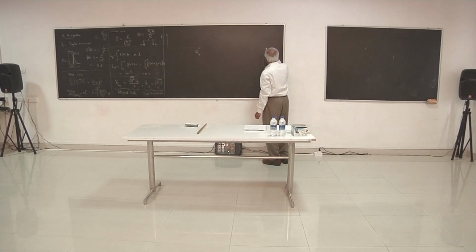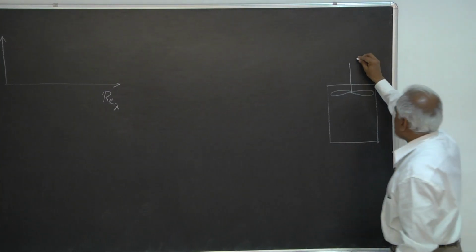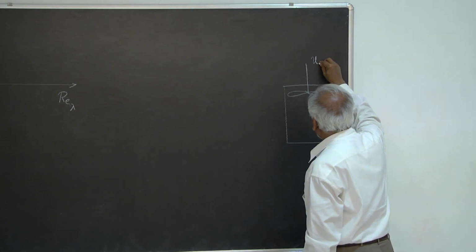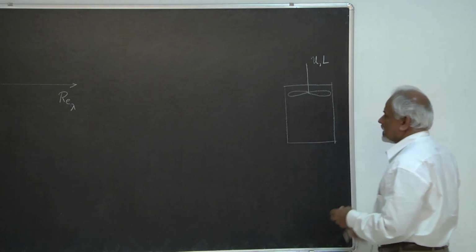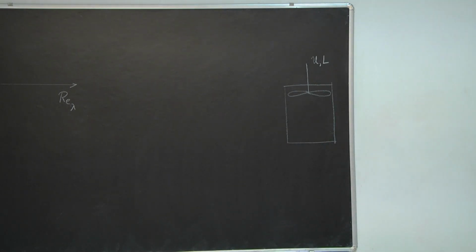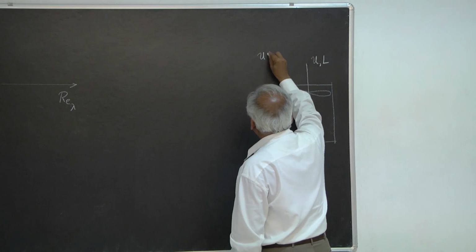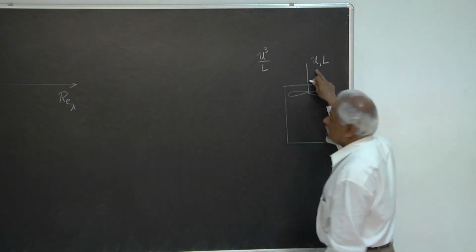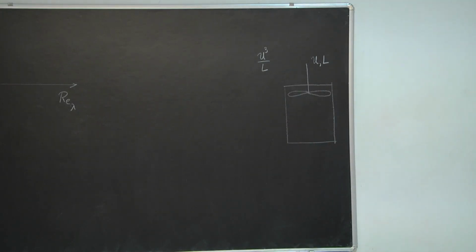Suppose I have a tank like this, and I have a propeller which is creating turbulence. It's just spinning at some velocity U, and it creates turbulence at some length scale L, which may be related to this in this case. And so it's pumping in energy at the rate U cubed by L, because dimensionally that's the power. U squared is the kinetic energy, L by U is the time. So it's just the rate at which energy is being pumped in.